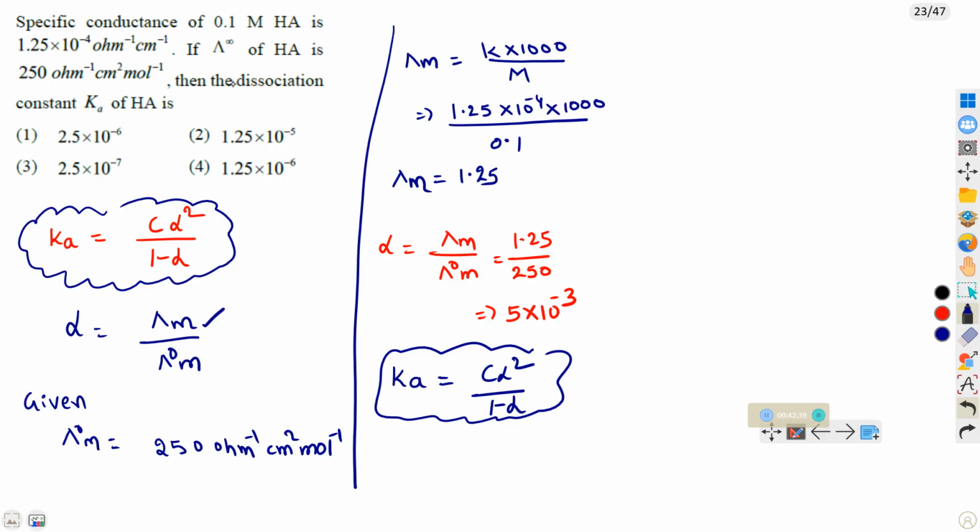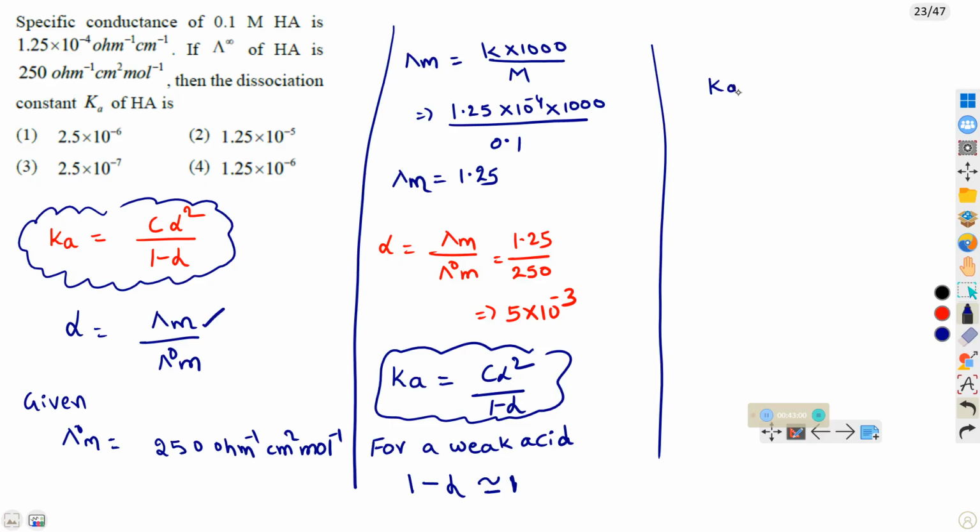Here given as HA, for a weak acid. For a weak acid, the value of 1 minus alpha is nearly equal to 1. So what is the formula? Ka is equal to C alpha square. Concentration 0.1, 5 into 10 power minus 3 whole square. Simplify, then you will get 2.5 into 10 power minus 6. First option correct.